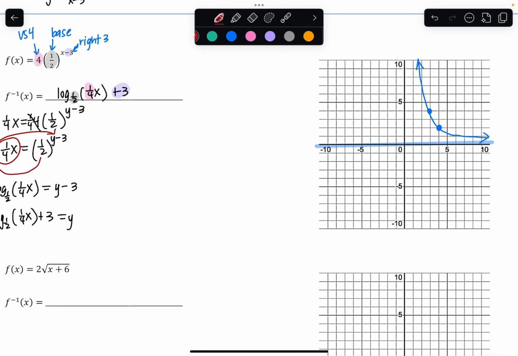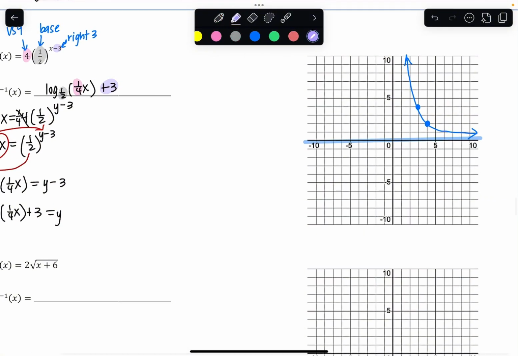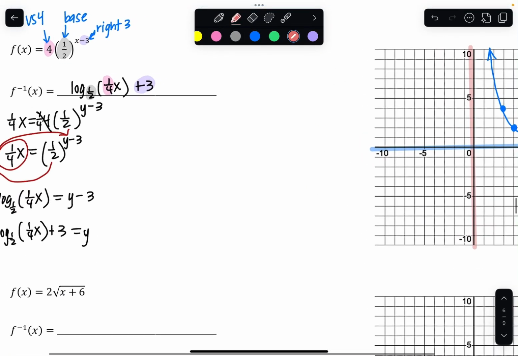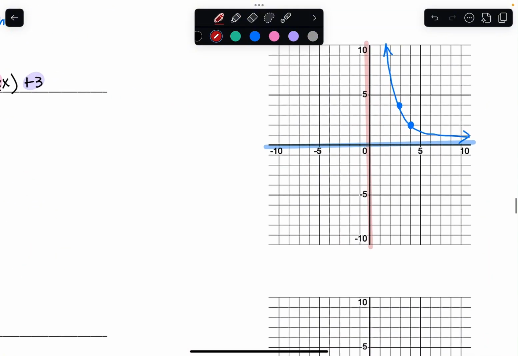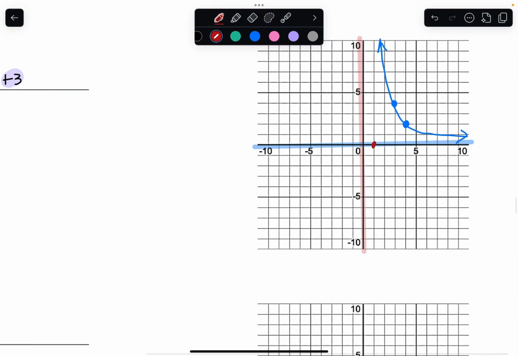Putting it on the graph, we have log base 1/2. So default, the parent, has a vertical asymptote at 0. And because we're not shifting left or right, that's going to stay. The next point is our x-intercept, which is usually 1 away. And then the next point up is going to be the base away, and our base is 1/2. And so it's going to be 1/2 away from the asymptote.